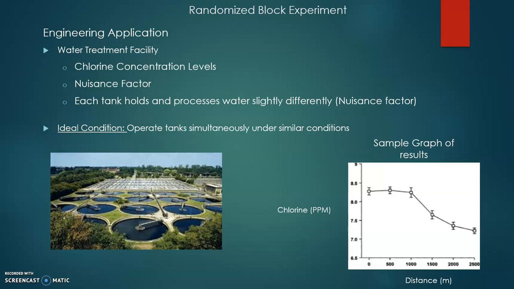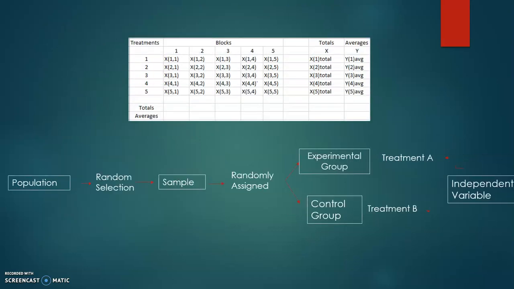On the bottom right is an example of a graph as to what we might see for the chlorine levels. Here is what a table of values would look like that could then be analyzed, as well as a systematic block diagram depicting the randomized block experimental process. A key thing to note is how one group is controlled while the other is experimental. Both are being subject to similar conditions, except one tank is analyzed at a higher temperature.